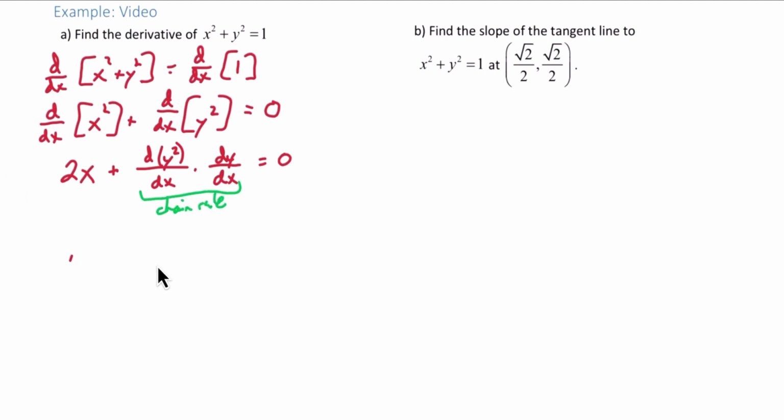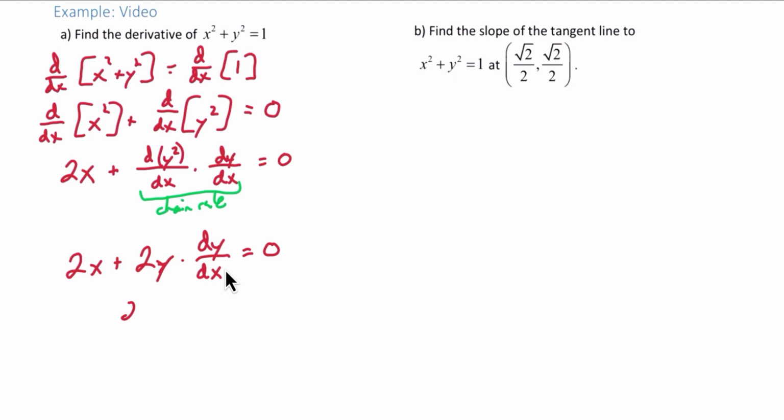Simplifying this now, we have 2x plus the derivative of y squared is 2y, but we need to multiply by dy/dx because we took the derivative of y, we did not take the derivative of x. So we're using the chain rule here. Anytime you take the derivative of a term that includes y, we're going to multiply by dy/dx. That's using the chain rule. Still equal to 0. And now we need to solve for dy/dx.